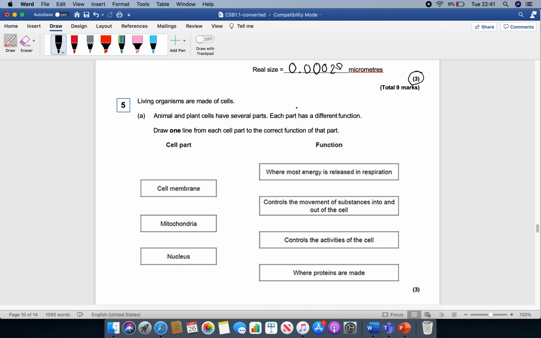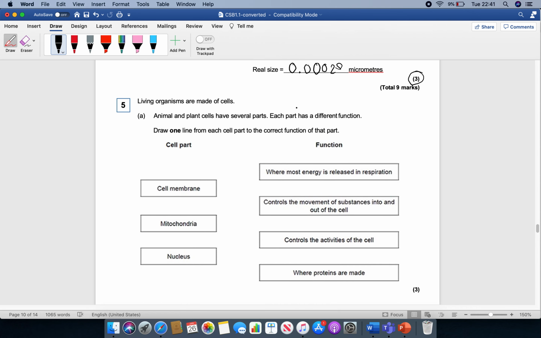So next question, 5a. Living organisms are made of cells. Animal and plant cells have several parts. Each part has a different function. Draw one line from each cell part to the correct function of that part.